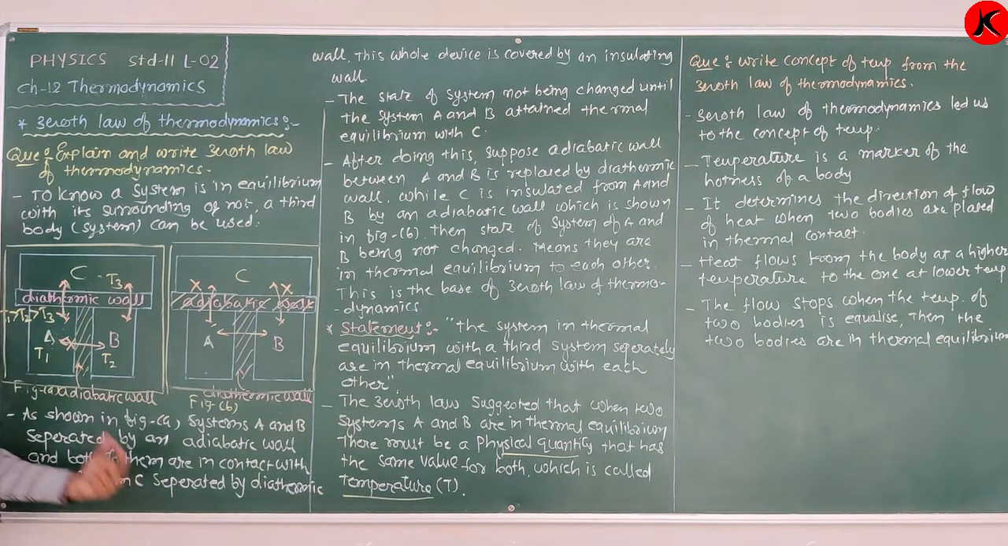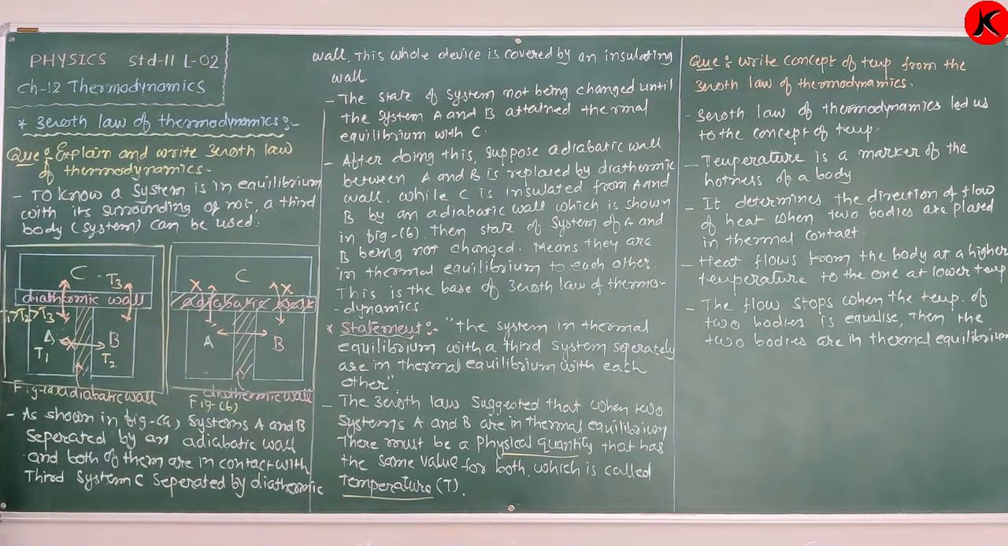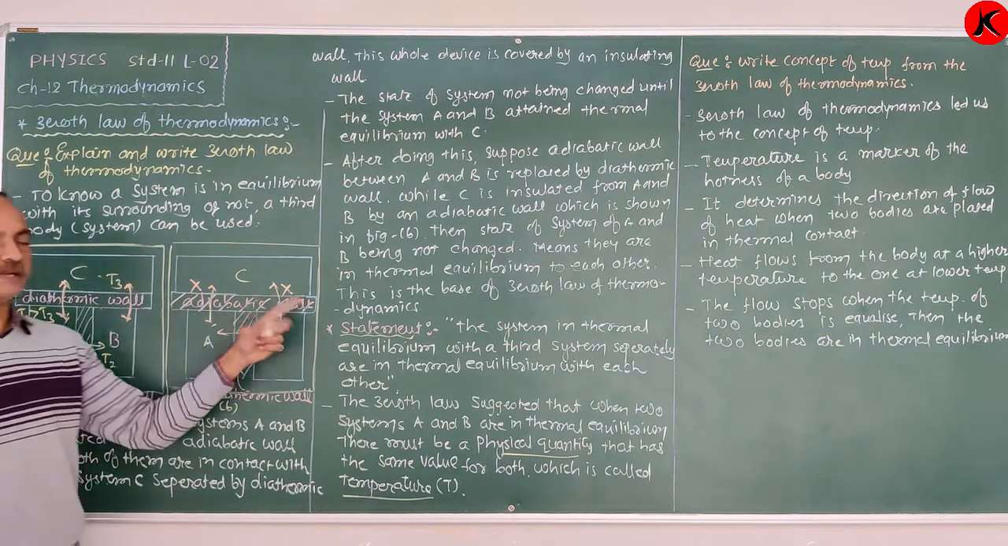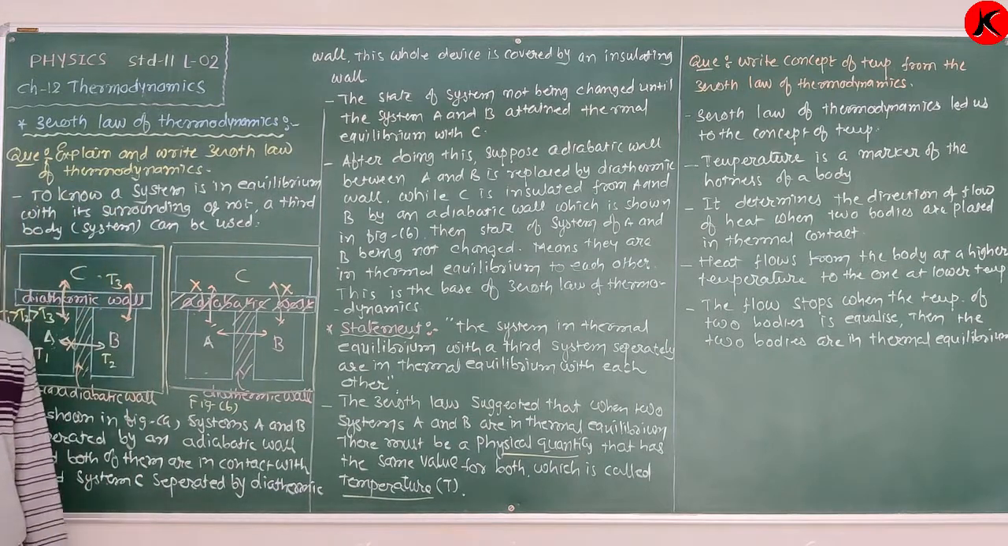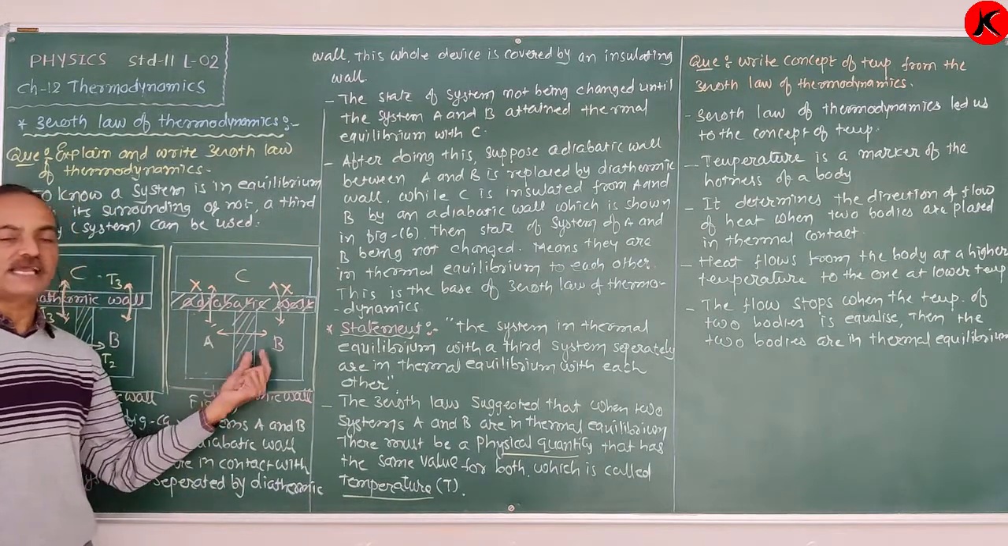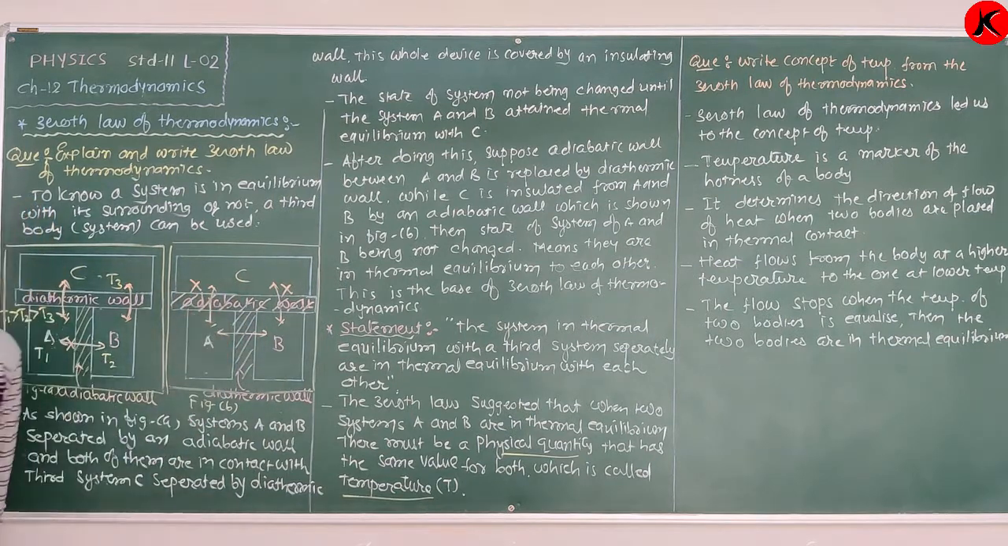Now, we replace the adiabatic, that means the non-conducting, wall between A and B by a conducting wall, that means the diathermic wall. And the diathermic wall between system C and systems A and B is replaced by an adiabatic wall, that means the non-conducting wall. So here what happens? The exchange of heat takes place between A and B, but not between A and C and between B and C, due to the non-conducting or adiabatic wall.